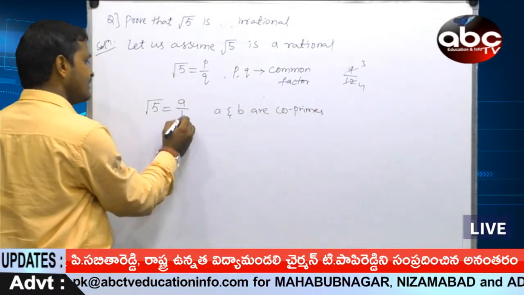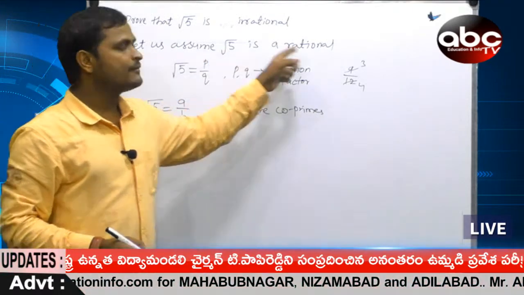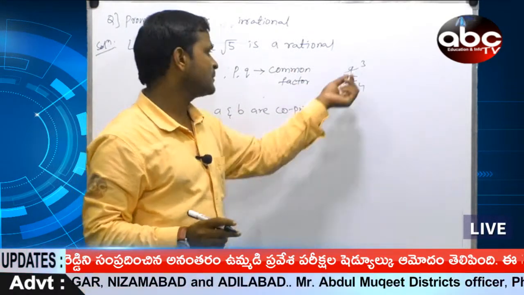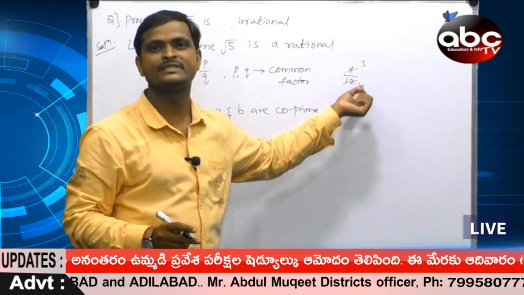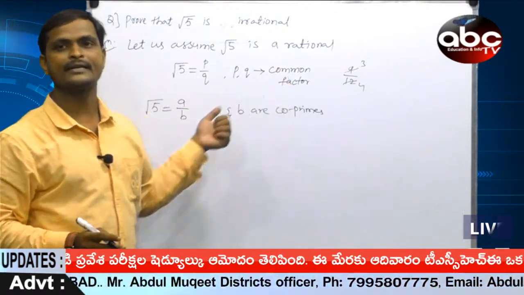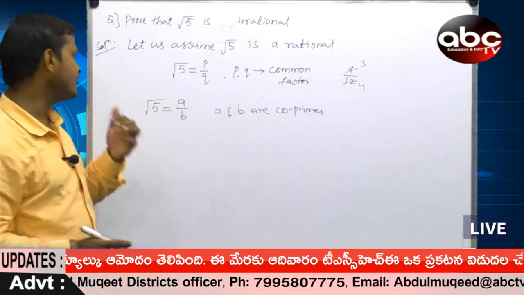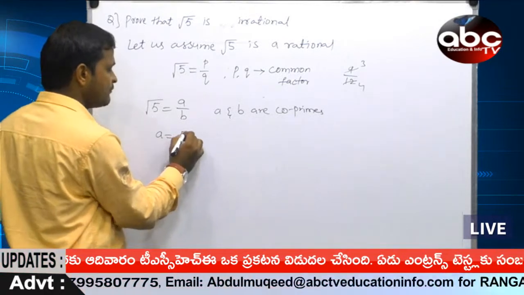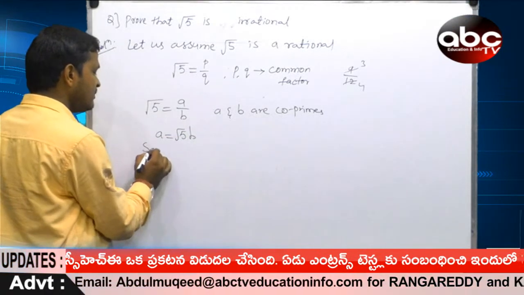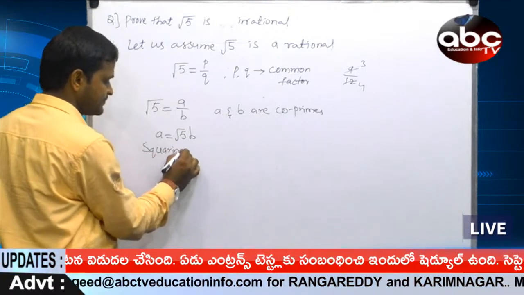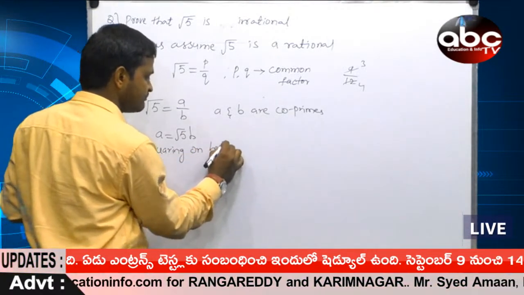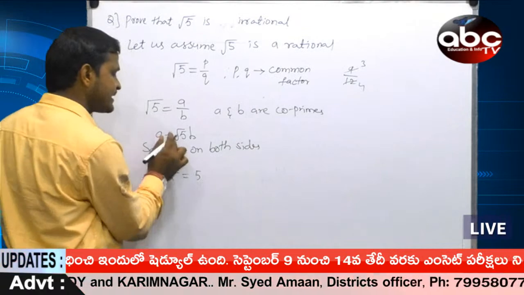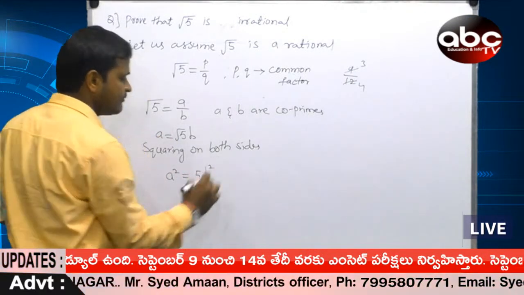Then let us assume root 5 is rational, meaning root 5 is p by q, where p and q have a common factor. For suppose 9 by 12, 3 threes are 9, 3 fours are 12, and when we divide with the common factor, we get a by b. When we get a by b, cross multiply: a is equal to root 5 into b. Now squaring on both sides.